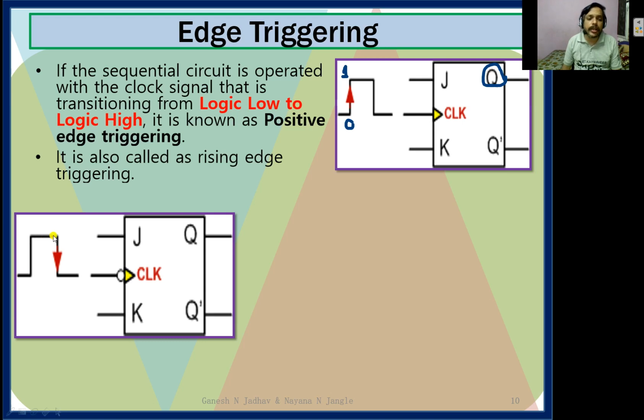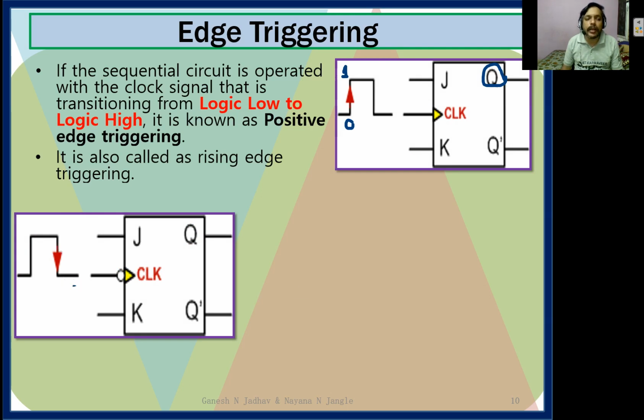In case of negative edge triggering, the sequential circuit is operating when the clock changes from 1 to 0, that is, when the pulse is falling, then it is called negative edge triggering. So observe, here only a triangle is shown; here it is a triangle and a bubble. It indicates that it is a negative edge triggering.